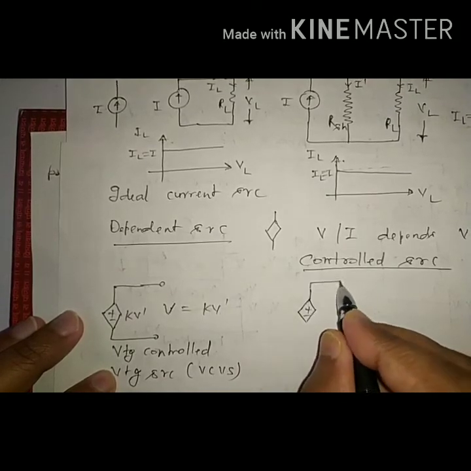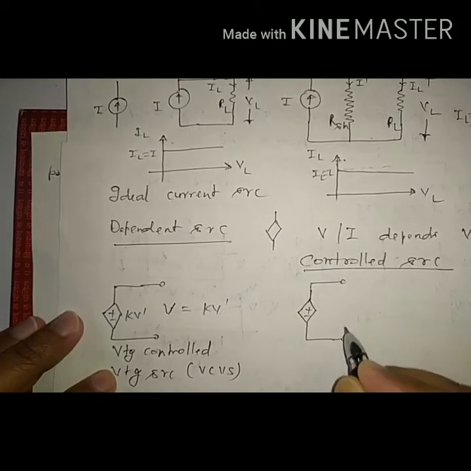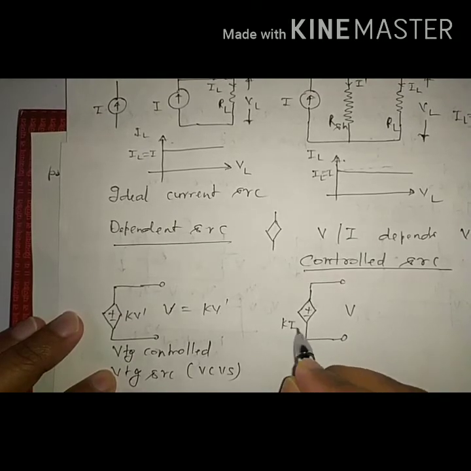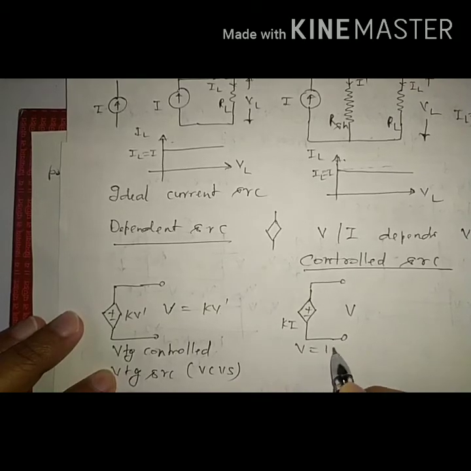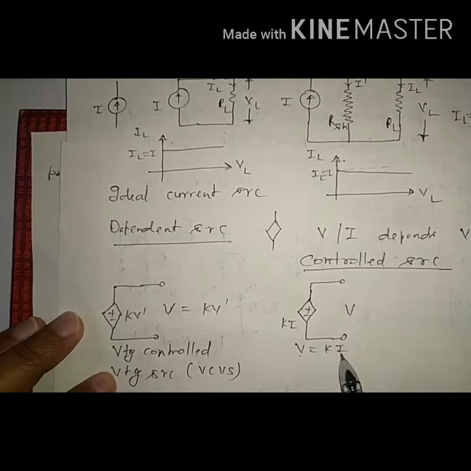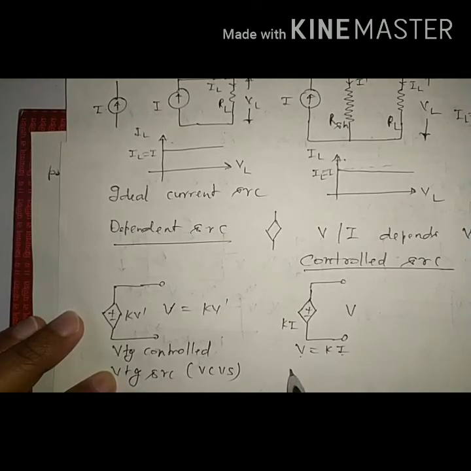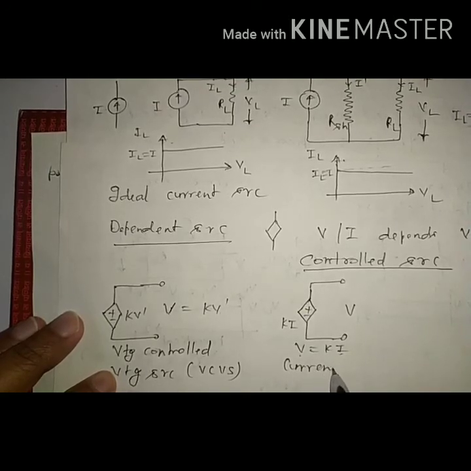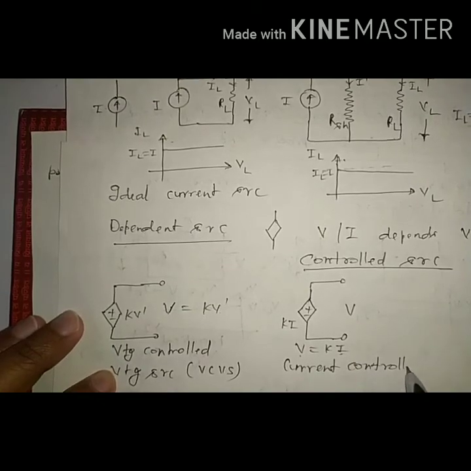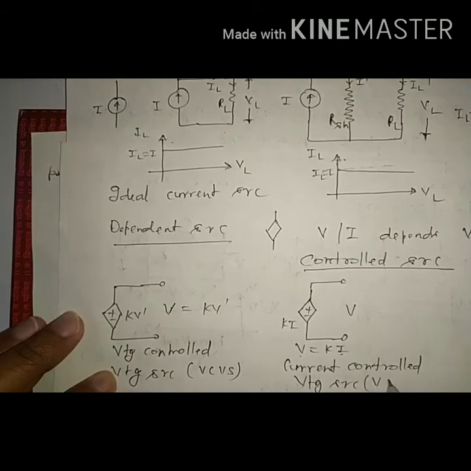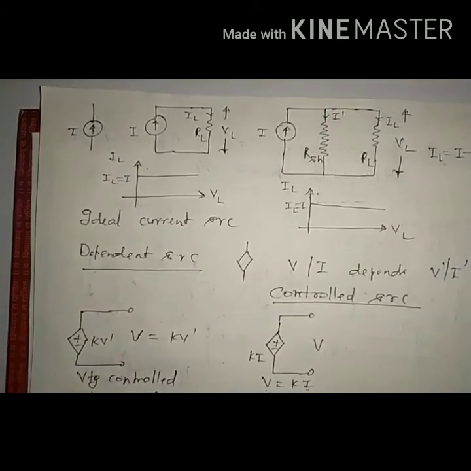Another type is the current controlled voltage source. The source voltage is V, and here some current is present. So I can write V equals Ki. That means the source voltage depends on some current present in the circuit. So this is what a current controlled voltage source, that is CCVS.